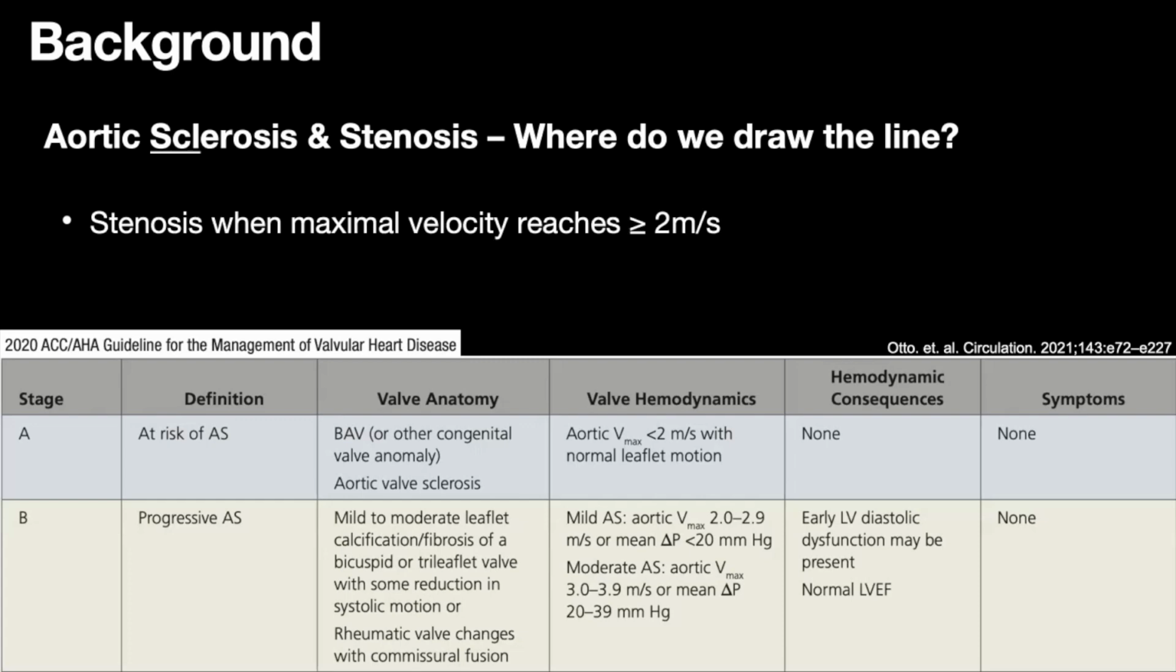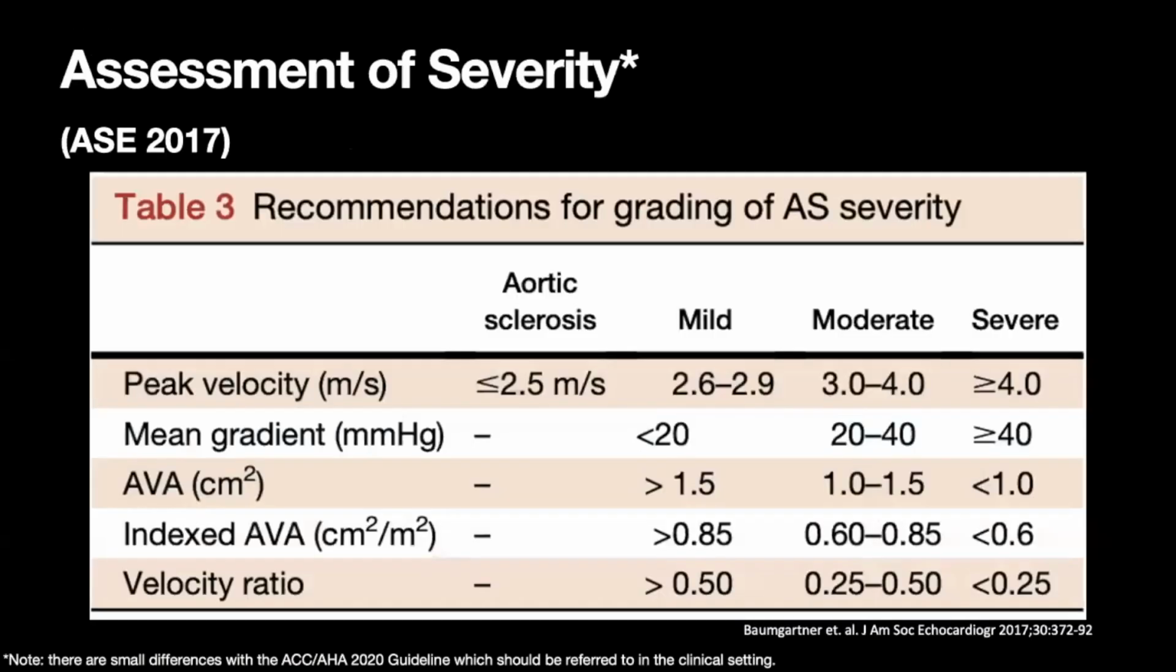Stage B is progressive AS, and this incorporates both mild and moderate aortic stenosis. Mild stenosis is defined as a Vmax of 2 to 2.9 with mean gradients of less than 20. Moderate aortic stenosis has a Vmax of 3 to 3.9 and a mean gradient of 20 to 39. This is from the ASE 2017 guidelines for the assessment of stenotic valves.